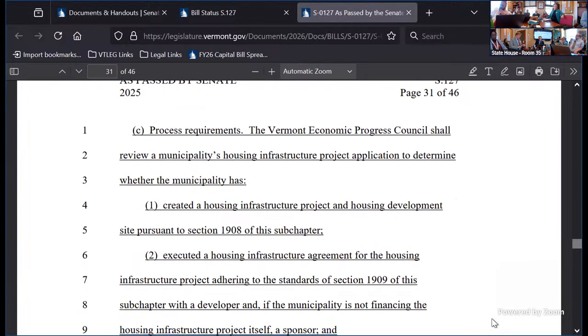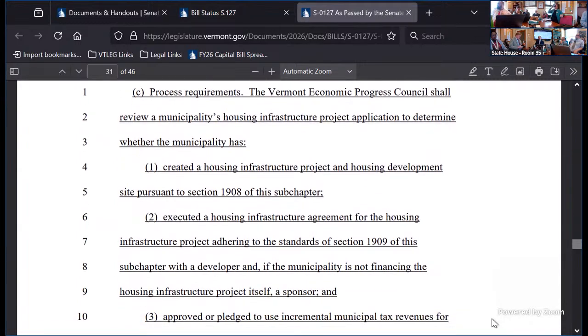Subsection C, these are your process requirements, and these are fairly straightforward to meet. I would say if you've gone through the process of creating that infrastructure project in your plan, your housing development site, these are mirrored on the existing TIF district process requirements, a little bit slimmed down. And that's generally what you're going to see throughout the draft: slimmed down requirements to make this administratively easier is the thinking.